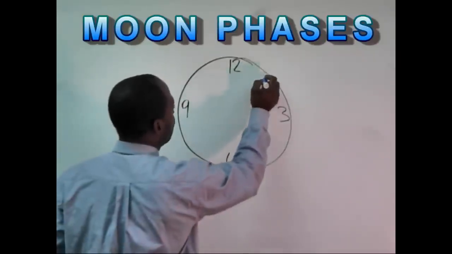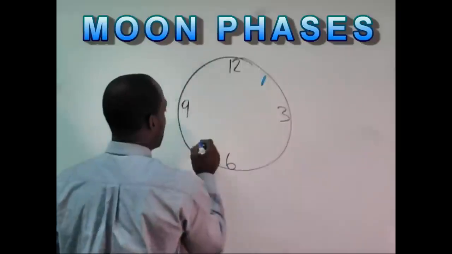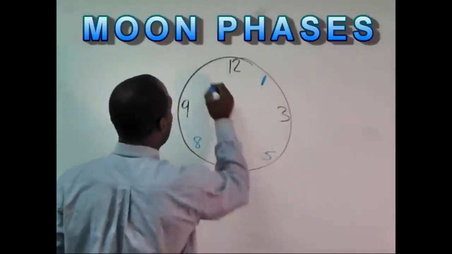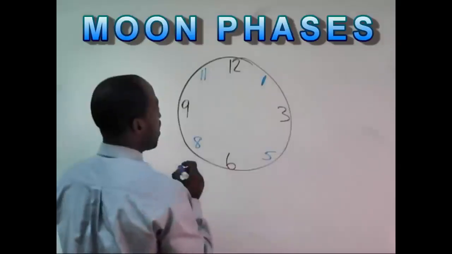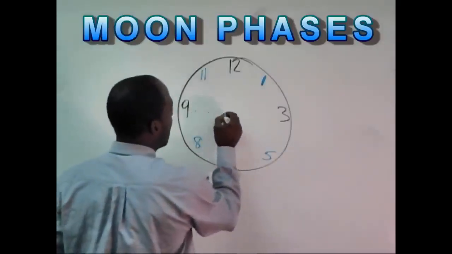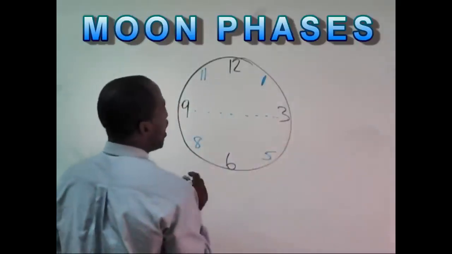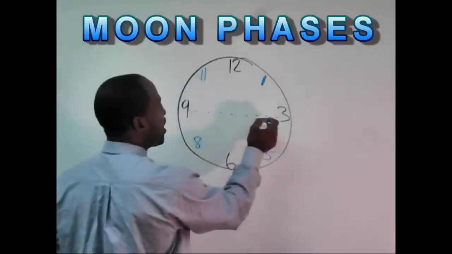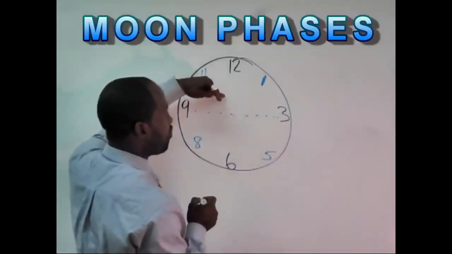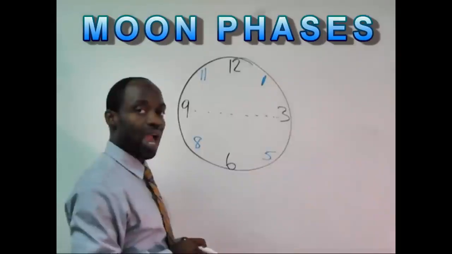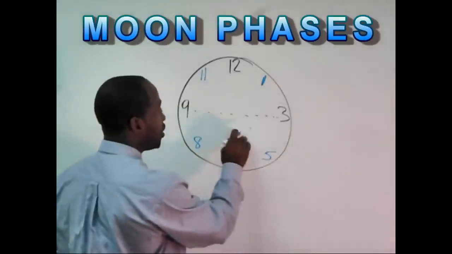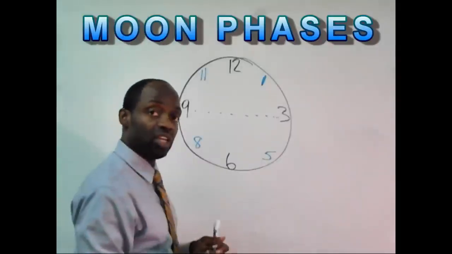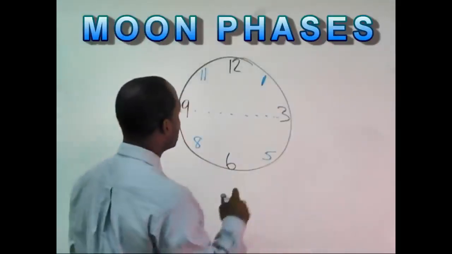I want you to think of 1, 8, 5, and 11. I'm going to put a dotted line right through here. Anything above this dotted line is going to be referred to as waxing, and anything below this line I'm going to refer to as waning. Waning means to get darker. All right, so let's go ahead and do it.